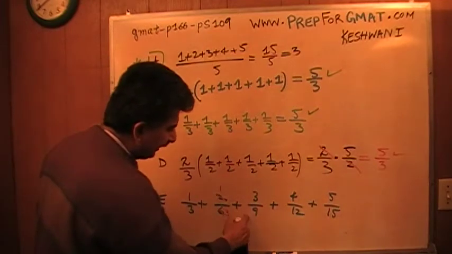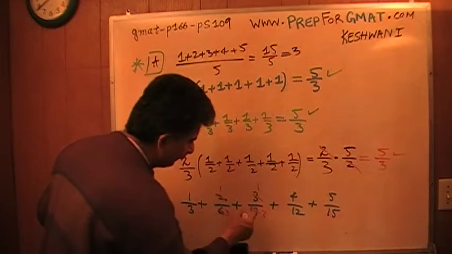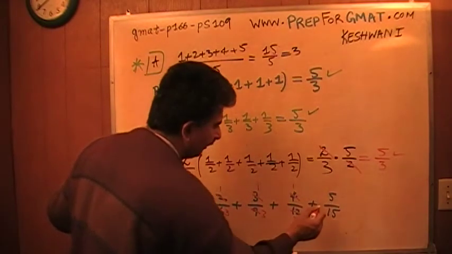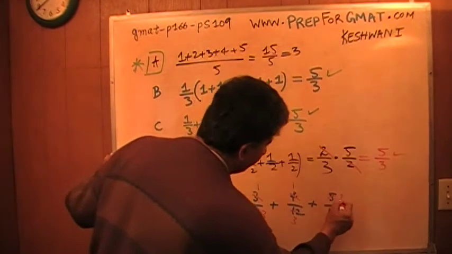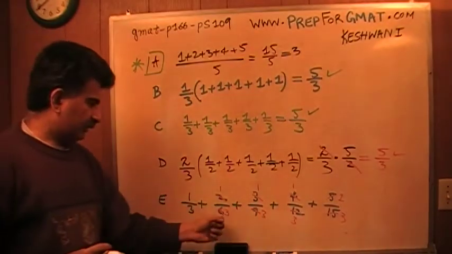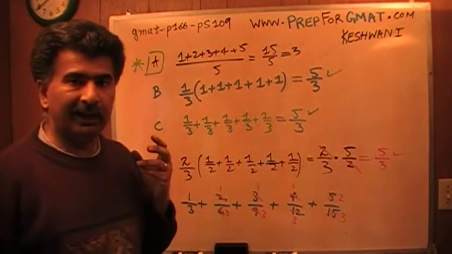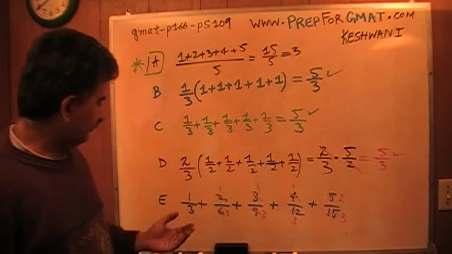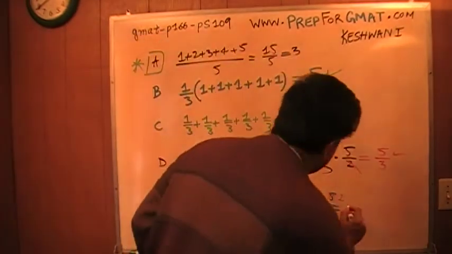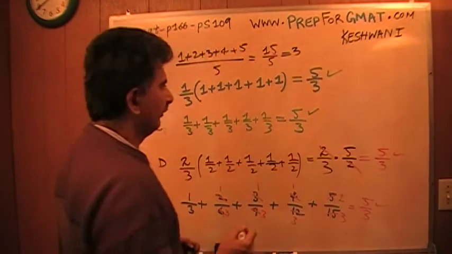Can I reduce 3/9? Of course. 3 goes into 3 one time, and 3 goes into 9 three times, so this is 1/3. If I divide the top and bottom of 4/12 by 4, this is 1/3. If I divide top and bottom of 5/15 by 5, this is 1/3. As you can see, 2/6, 3/9, 4/12, 5/15 are all 1/3 incognito, in disguise. Therefore we have five 1/3s, which is 5/3. There you go.